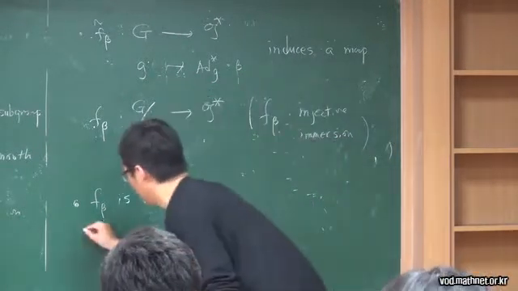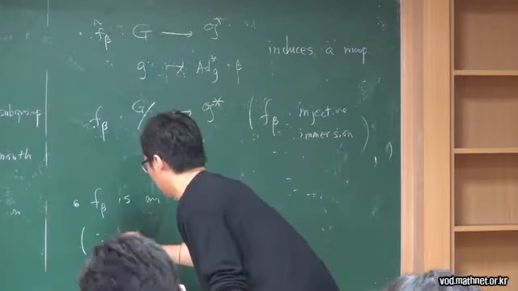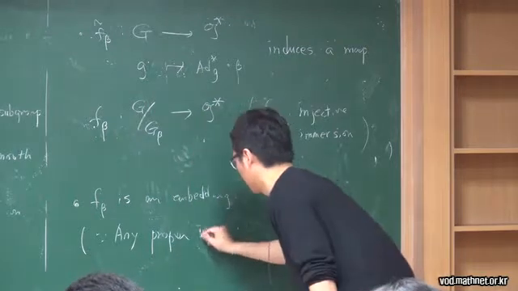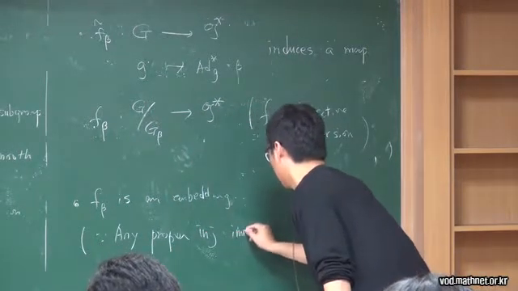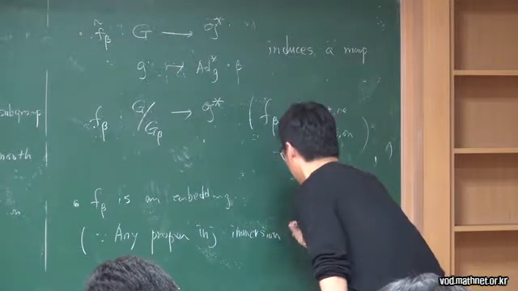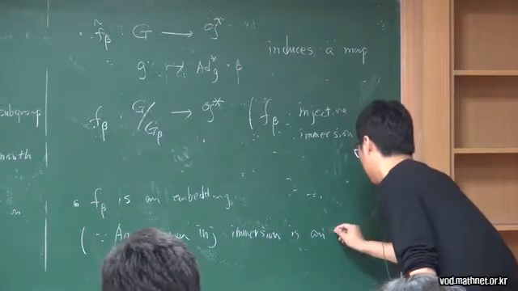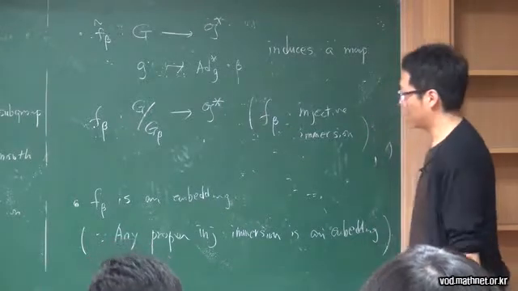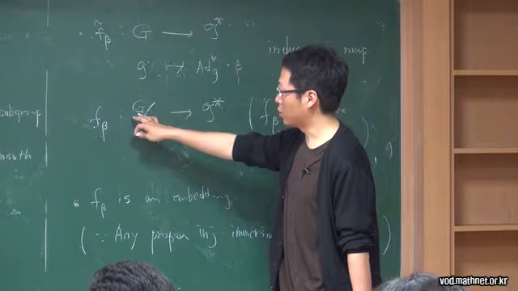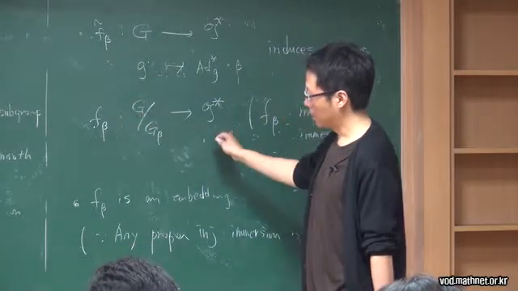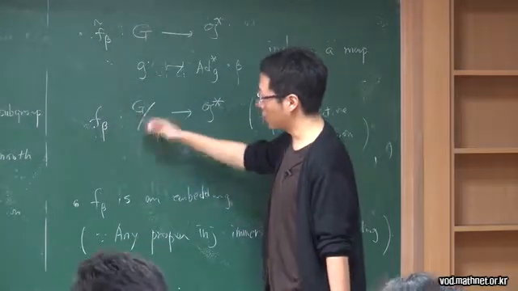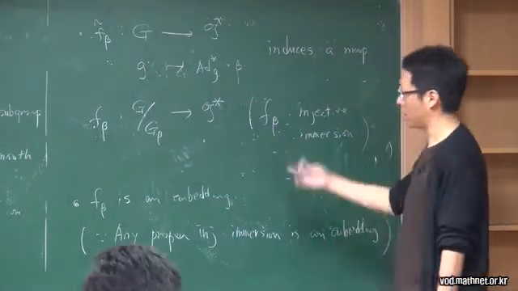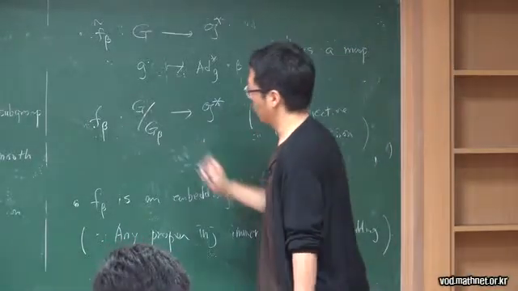The reason is that any proper injective immersion is an embedding. So, in particular, when G is compact, when the domain is compact, then every map is proper. So, in this case, we have the embedding.